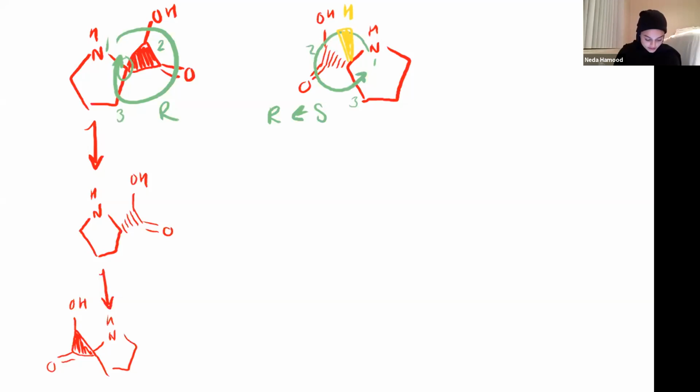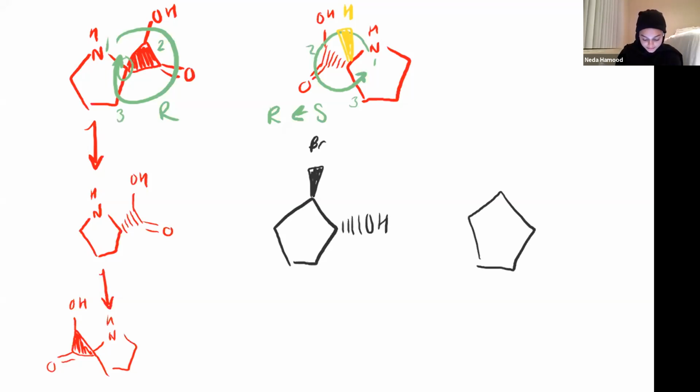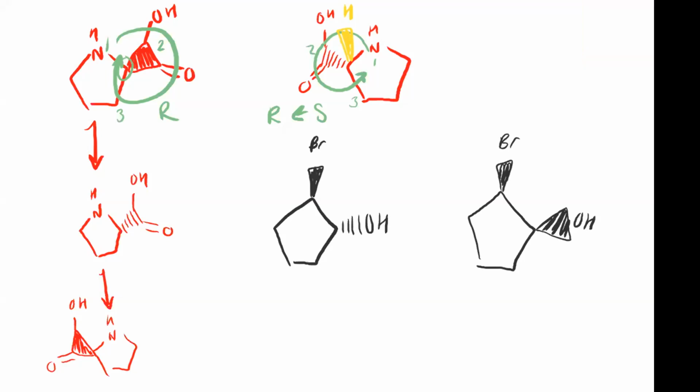Cool. Let's do our last example here, and then I'll ask you guys what it is. So I'll say that we have Br here, we have OH on a dash, Br here, OH on a wedge. What is this? You know, you guys have been waiting for this one. I've been waiting for this one. Diastereomer. Yeah. And these are diastereomers. So yeah, diastereomers for this one.